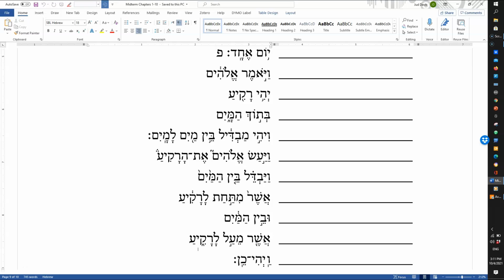So if this is a hithpael participle of the word separate, what would that mean? Okay, so that's your indicative. How would we take that indicative and make it a participle? Do you know what a participle is? Okay, participle is an ing form of the verb.